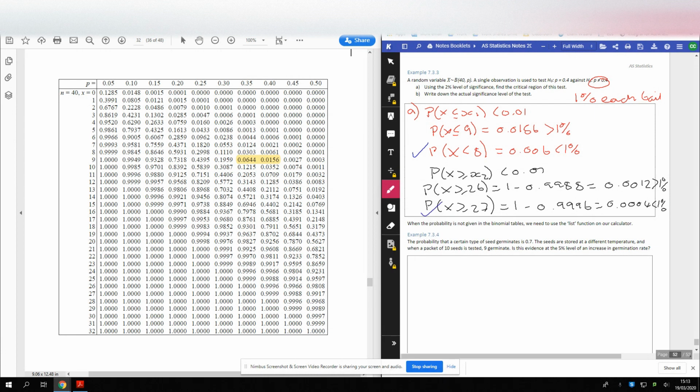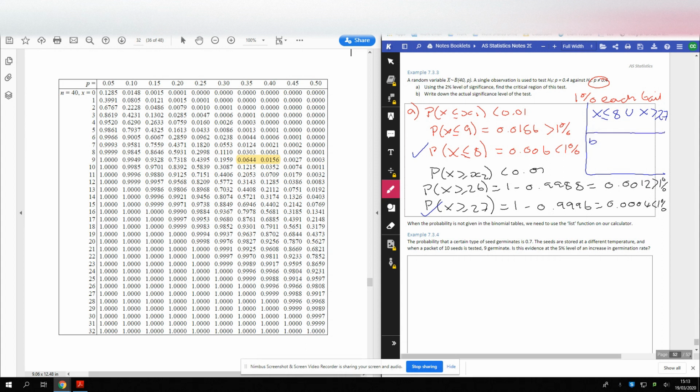So the critical region here, just notice that should say less than or equal to on that 8. So the critical region here is less than or equal to 8 or greater than or equal to 27. So we've got x is less than or equal to 8 or x is greater than or equal to 27. So that's the answer to part A.